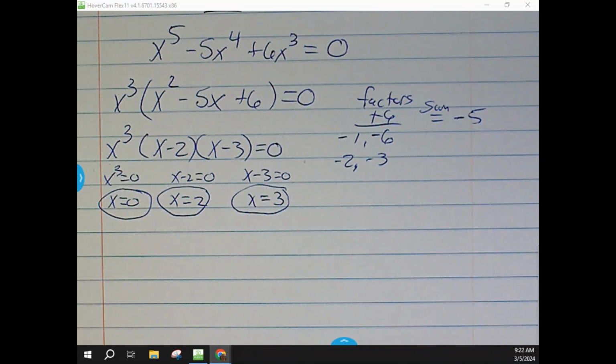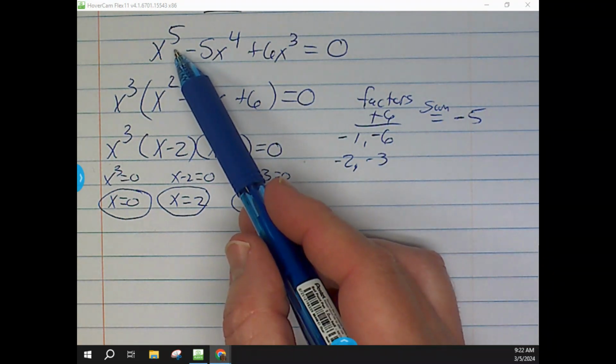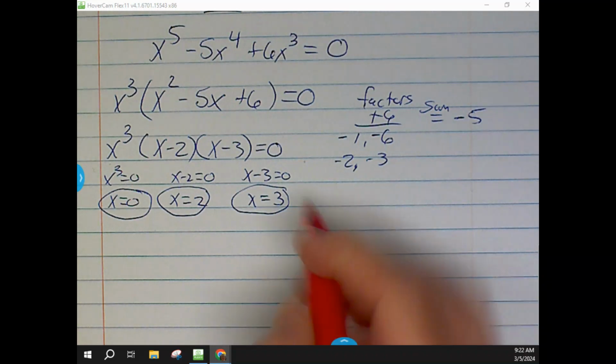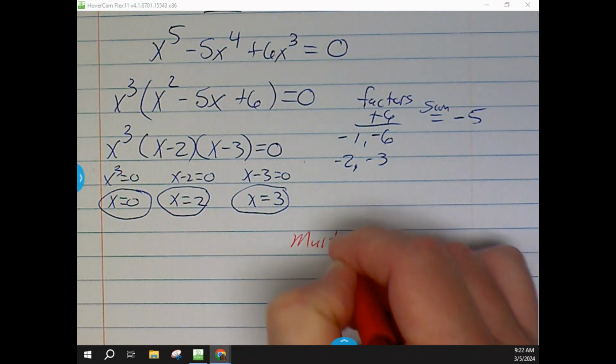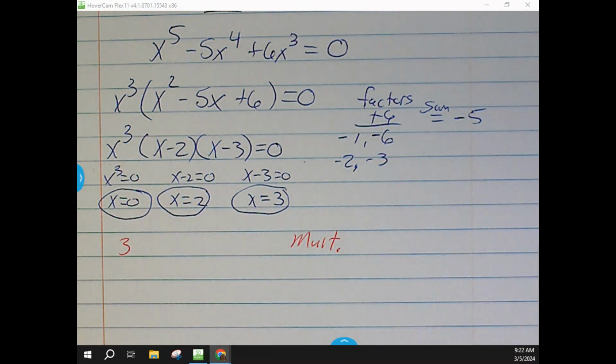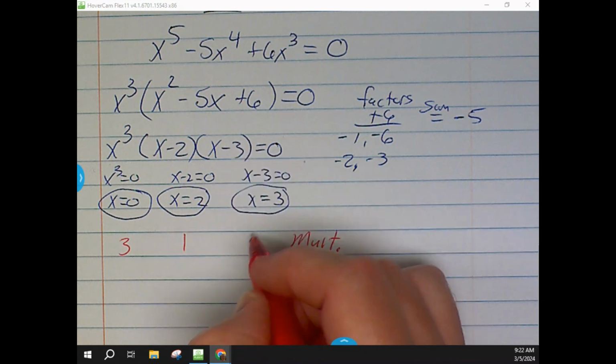Okay, and somebody may be saying, all right, it's x to the fifth, we're looking for 5 solutions, correct? Well, just because it's x to the third, that just means this answer repeats 3 times. So we talk about the multiplicity. X to the third would have a multiplicity of 3. X equals 2 would have a multiplicity of 1. And x equals 3 would also have a multiplicity of 1.